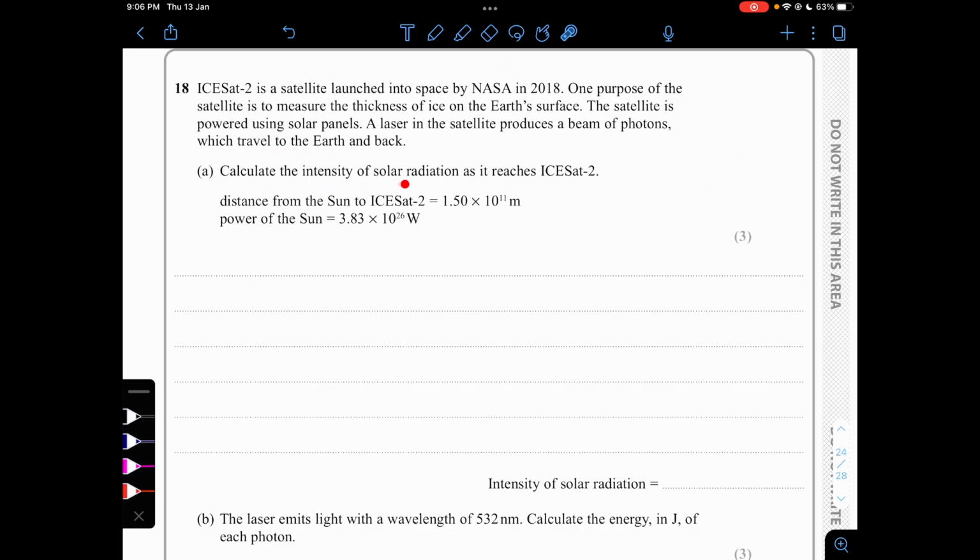Calculate the intensity of solar radiation as it reaches ICESat-2. Distance of the sun. This is basically what? This is the radius, obviously. This is the power of the sun. That's pretty straightforward if we know the formula. We know the formula is what? I equals P over A. What is our P? We know the P, 3.83 times 10 to the power of 26.